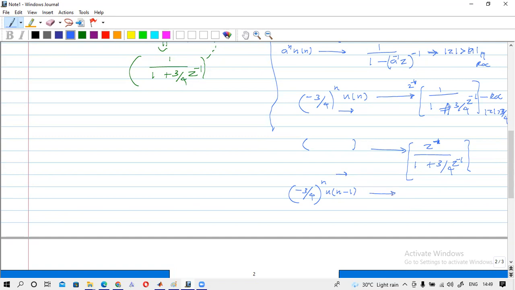For the original one, this is the Z transform, that will be 1 by 1 plus 3 by 4 z minus 1. Now if I get the time shifting, this will be multiplied by z minus 1. So that is exactly the answer here. Is it okay? I think I have made a mistake. Is this correct or not? Can you tell me?